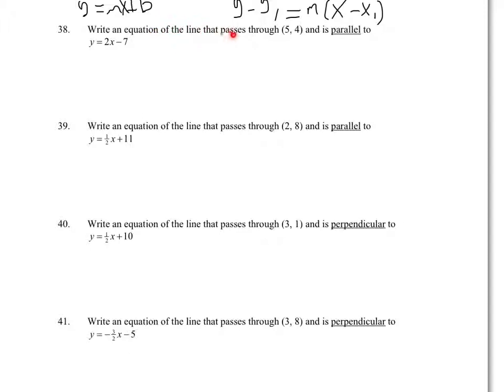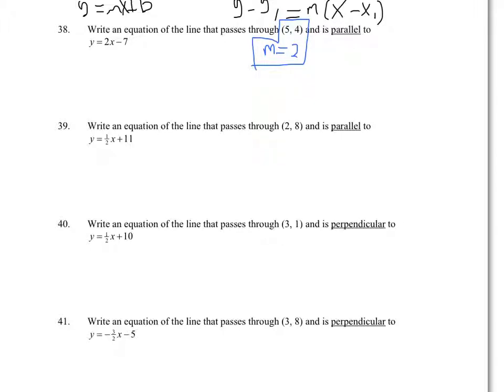Write an equation of the line that passes through (5, 4) and is parallel to this line. So this line has a slope of 2, and we want our line to be parallel. So the only information we're going to use is that we want a slope of 2, and we want to use the point (5, 4).